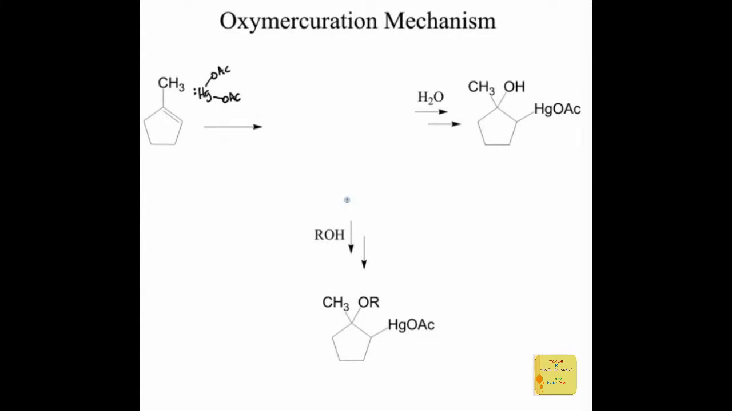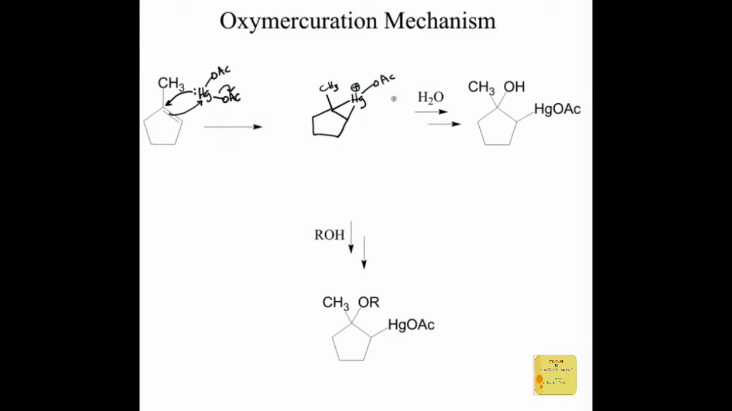For this first step, the oxymercuration step, we have our mercuric acetate. What happens is the pi bond attacks the mercury and kicks off one of the acetate groups, but then the mercury comes back and adds back into the pi bond to form a three-membered ring. And that gives a positive charge on the mercury.